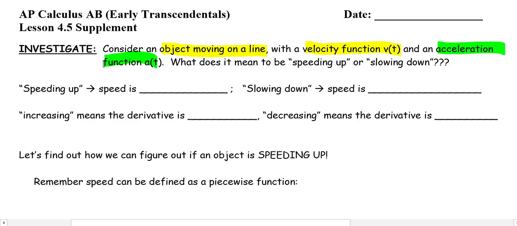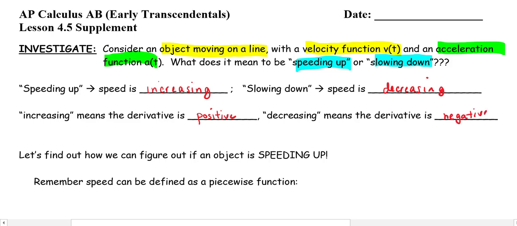What does it mean to be speeding up? And what does it mean to be slowing down? When I hear the word speeding up, that means the speed is increasing. We've seen that word before, right, in this past unit. And slowing down, I want to consider this the idea that the speed is decreasing. And like I said in lesson 4.4, increasing just means that the derivative is positive, and decreasing means that the derivative is negative.